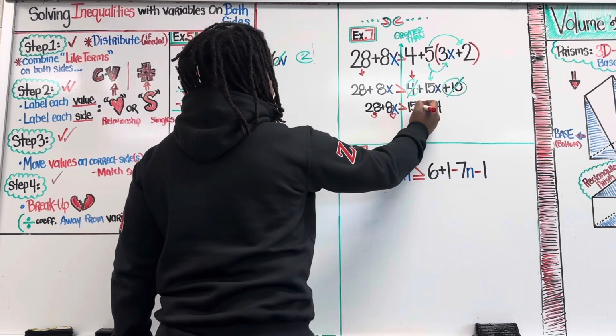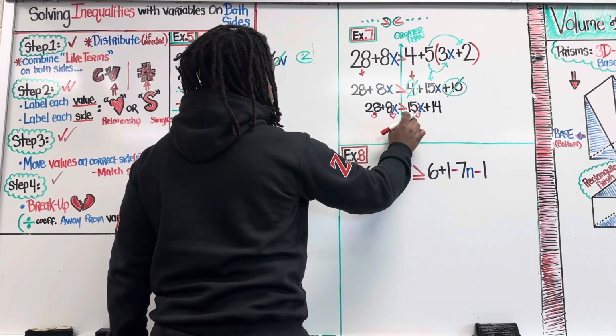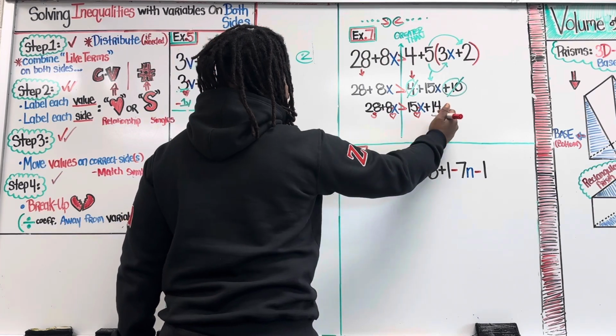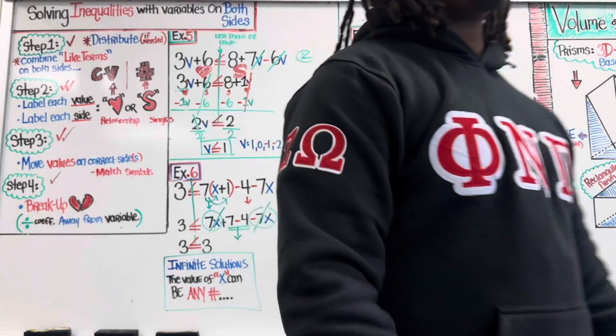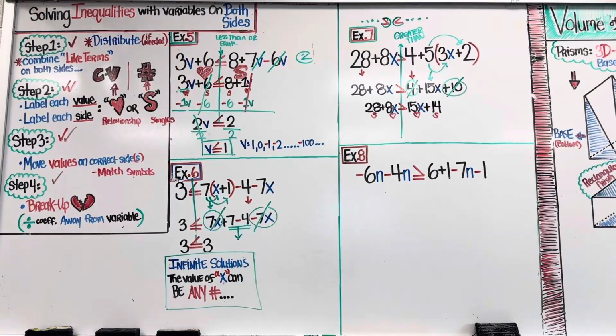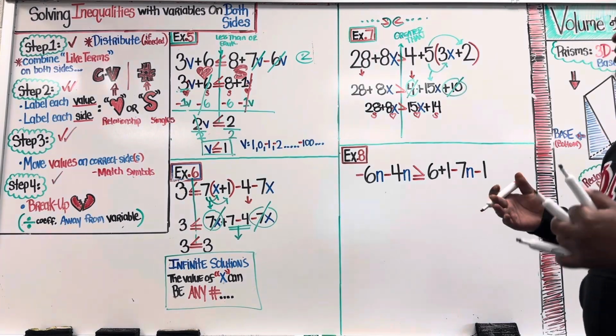All right, 15 is being multiplied with x, so I'm going to put a heart because they're in operation with one another. They're multiplying one another, right? And then 14 is just a single number, so I'm going to put S for single. All right? Once again, guys, in all my other videos, it doesn't matter what side you label as the relationship side and the single side.